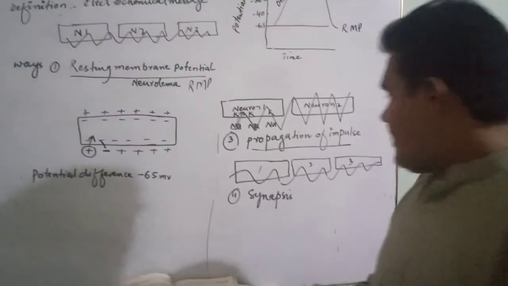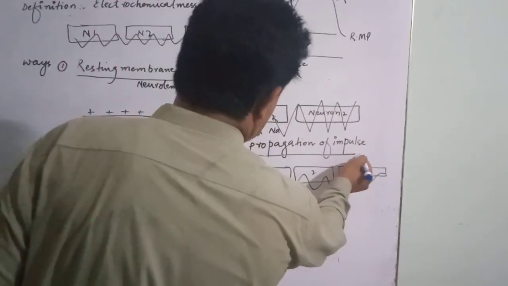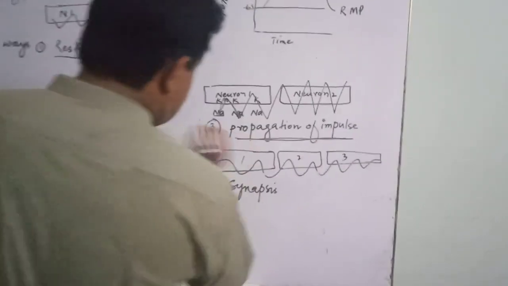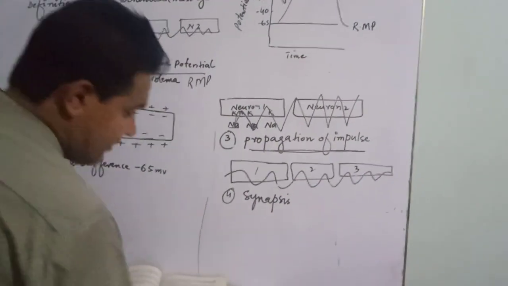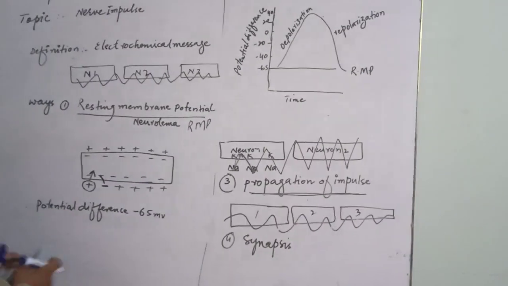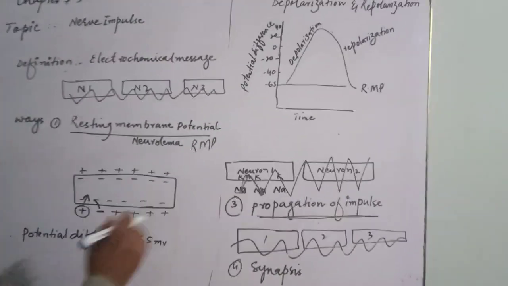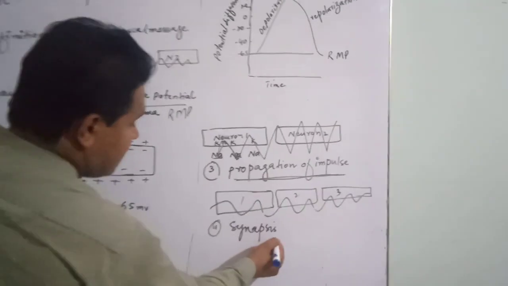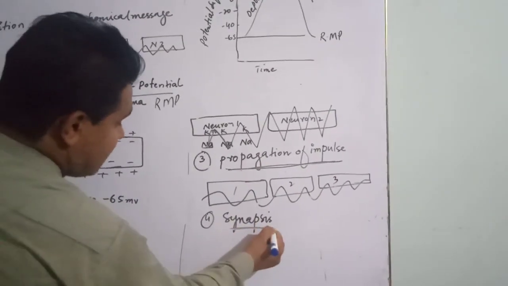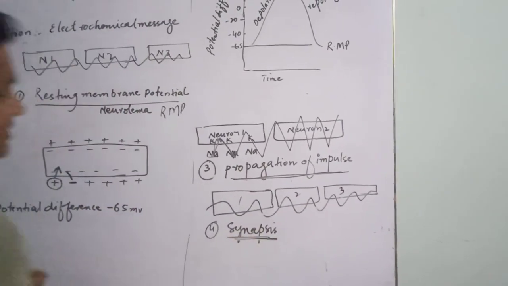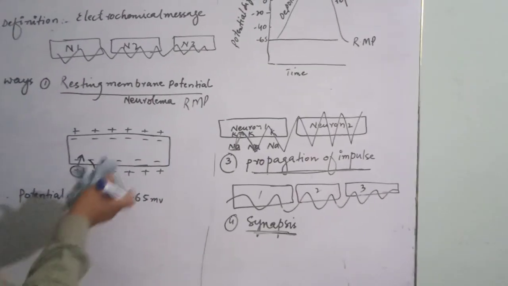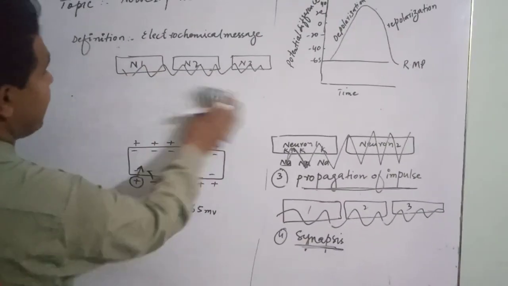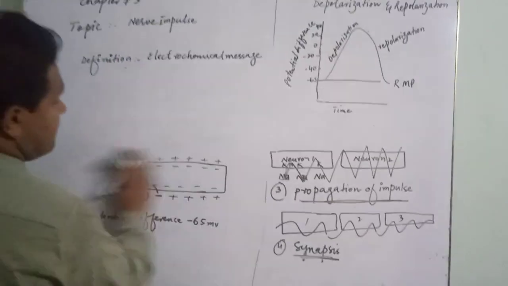Now, how does this propagation of impulse occur? We are going to discuss it. There is a process that is called synapses. How does a synapse develop? Now I am writing here: synapses.